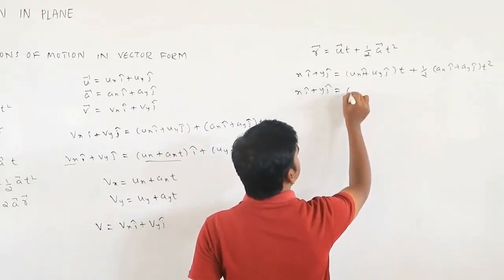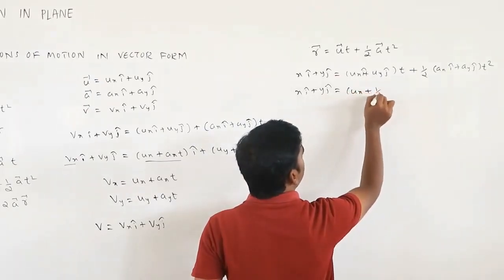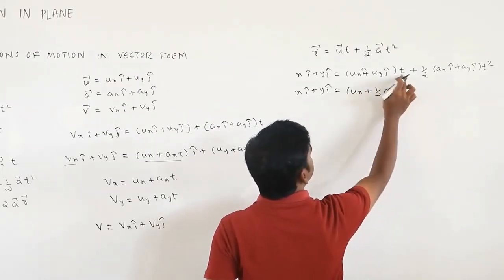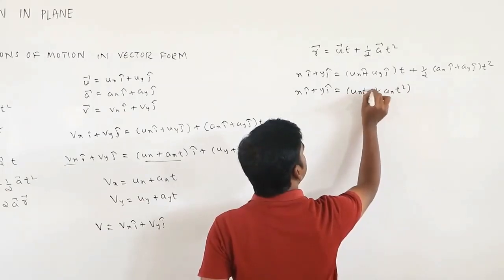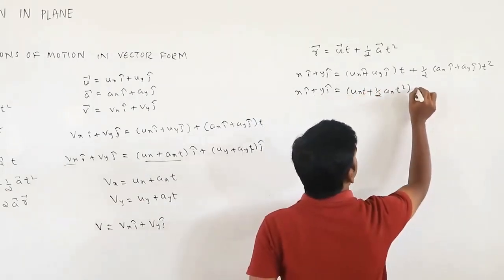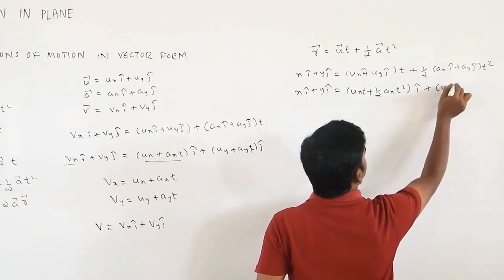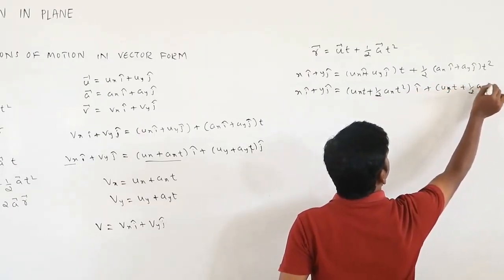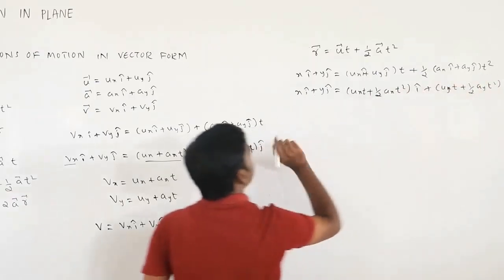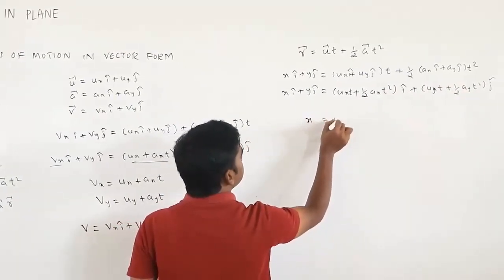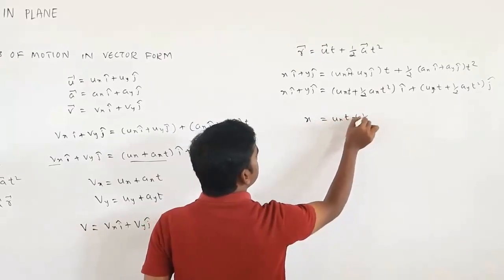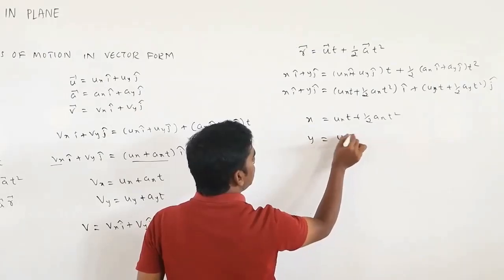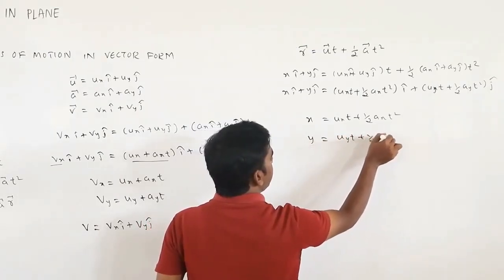So make i's on one side. This will become uxt plus half ax t square i cap plus uyt plus half ay t square into j cap. So x you get as uxt plus half ax t square and y you get as uyt plus half ay t square.